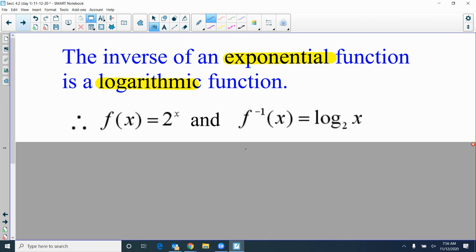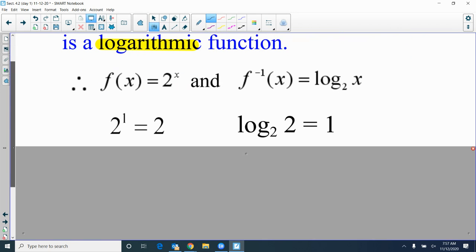The inverse of an exponential function is a logarithmic function. All right, so that's that first sentence right there. The inverse of an exponential function is a logarithmic function, and then vice versa. The inverse of a log function is an exponential. So we've dealt with all exponentials in section 4.1. Now we got to get into the inverses. So f of x equals 2 to the x. The inverse is log base 2 of x. That's kind of how you read that. This is the base. It is a subscript.